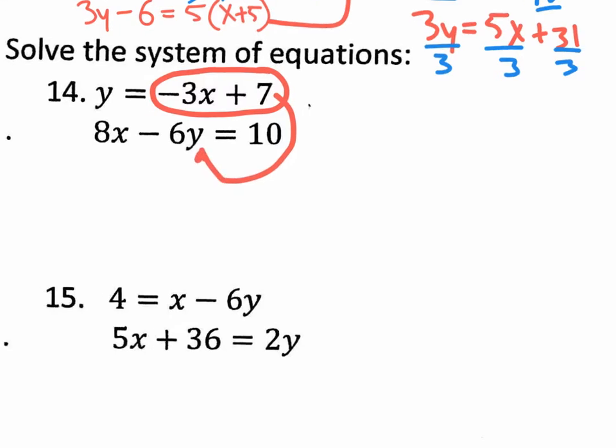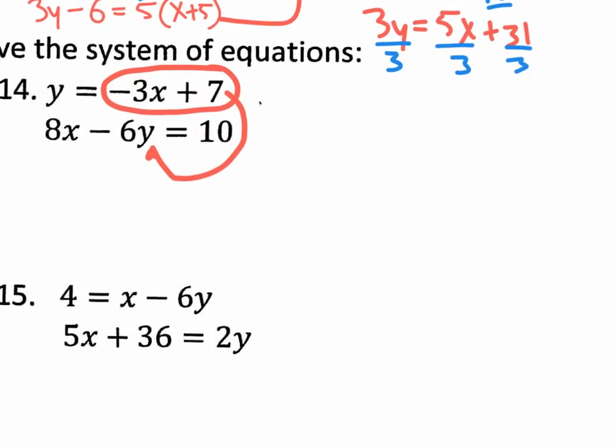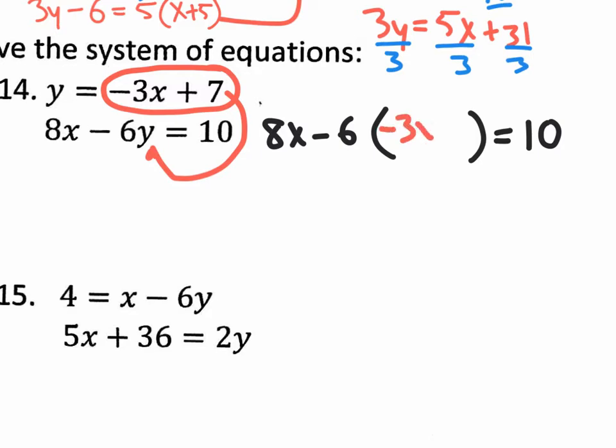So my equation is not really going to change. It's still going to be 8x, still going to be minus 6y. But instead of y, I want to put parentheses, and it's still going to say equals 10. So inside those parentheses, we're going to plug in the negative 3x plus 7 that we're substituting in.